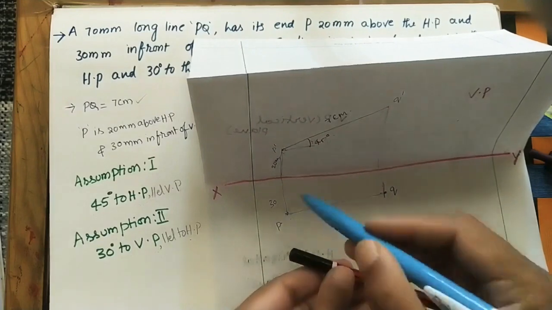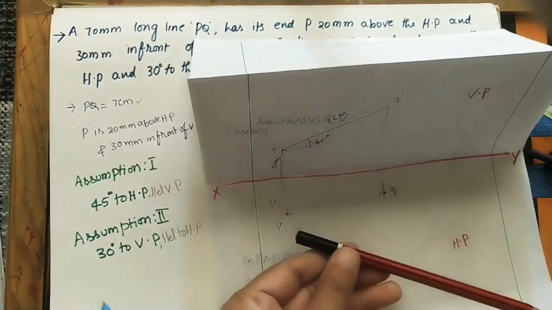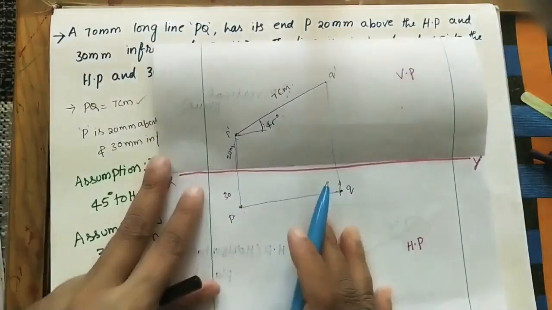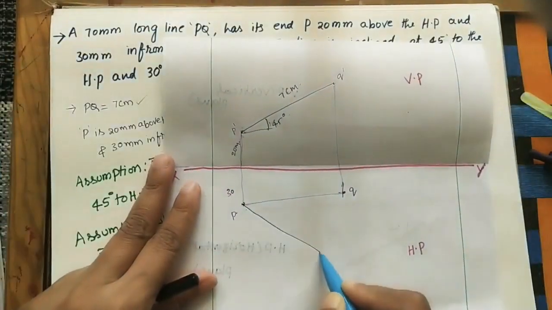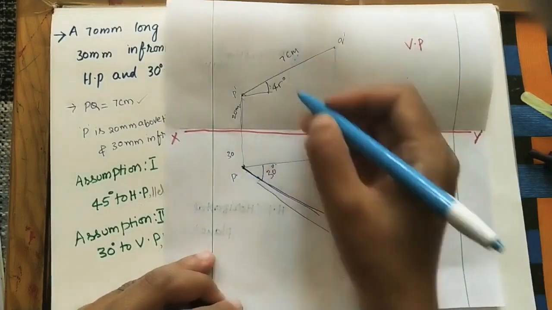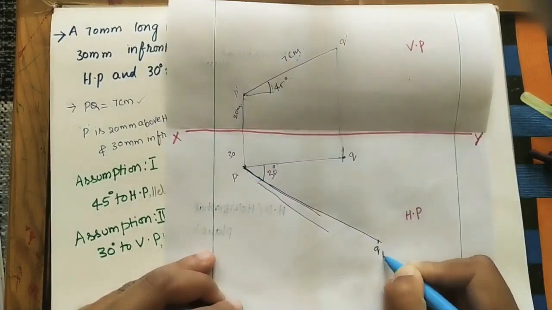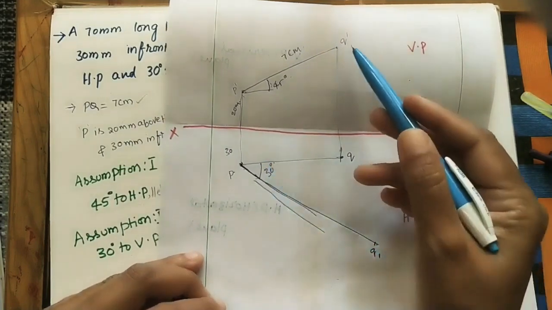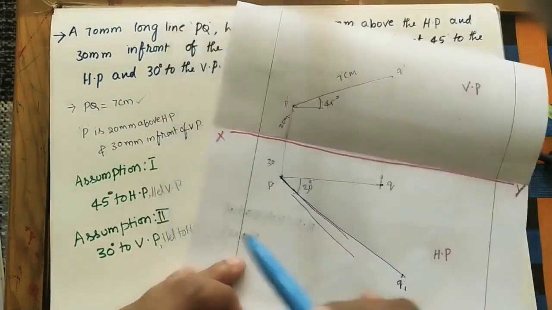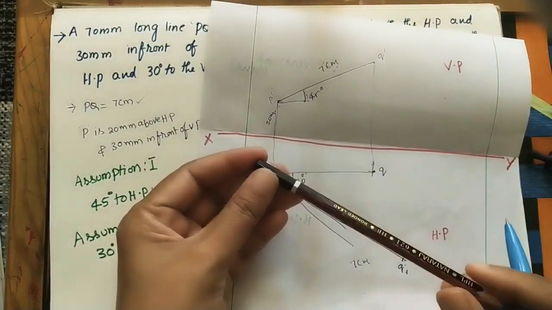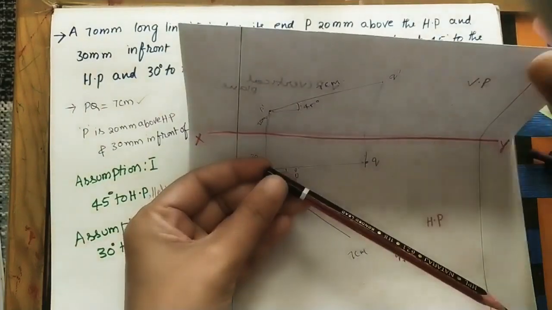At p it is making an angle. How much angle with VP? 30 degrees with the true length. So here do the 30 degrees line. Mark the true length. What is the true length? 7 centimeter. I am giving Q1. Instead of Q, since Q dash is already given here, mark Q1 here. In this assumption this is 7 centimeter. This is the line like this. So this is the top view we did here.